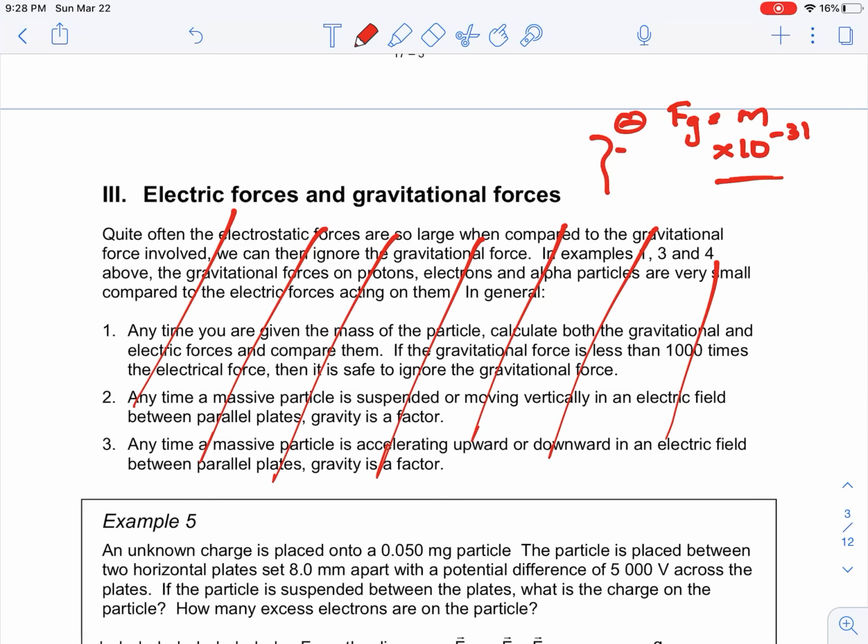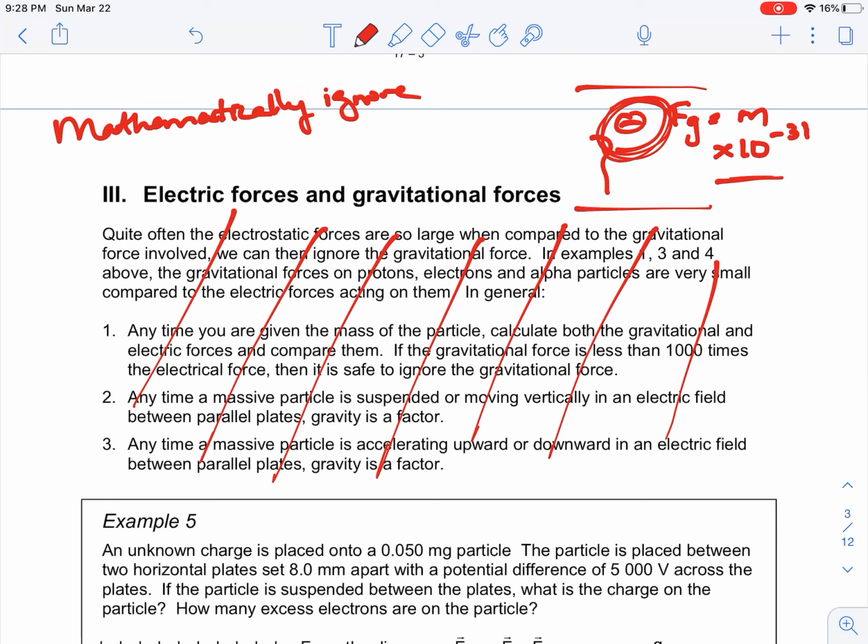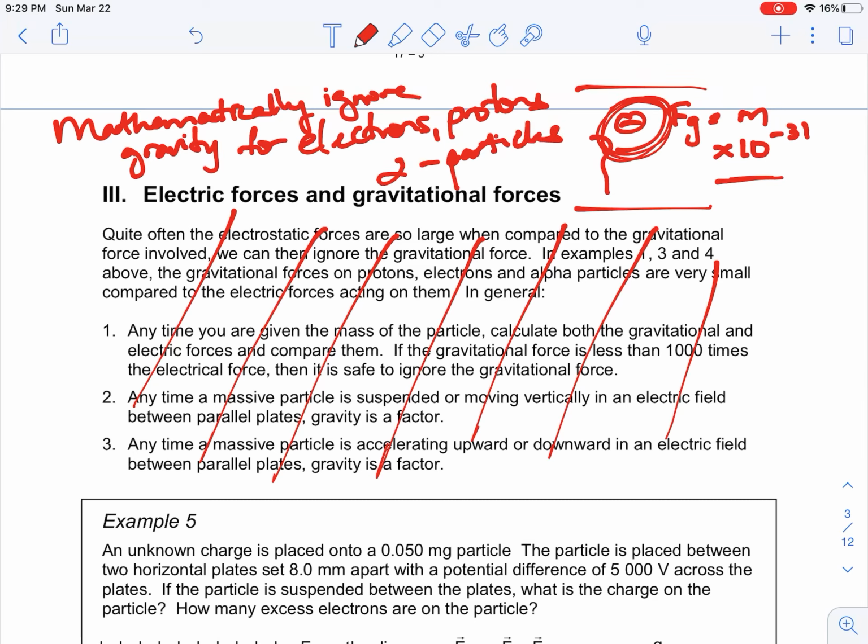So if you were asked what forces act on this particle, if it was in an electric field and in a gravitational field, gravitational force does exist. Mathematically, we can ignore it. So we are mathematically going to ignore gravity for our subatomic particles. So for electrons, protons, and alpha particles, all of those are small enough or minimal enough mass that we can ignore mathematically the force of gravity.